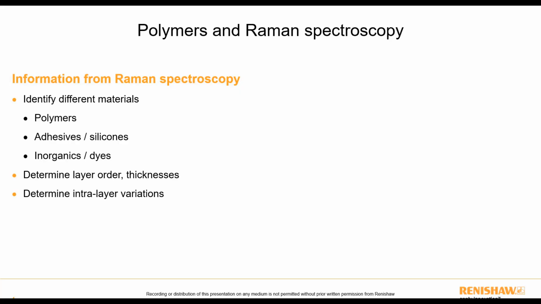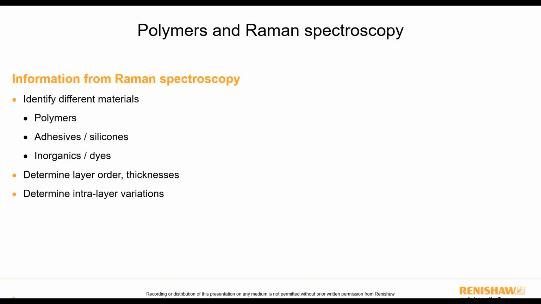So what information can we get from Raman spectroscopy that's relevant to polymers? Well, it all really starts with the ability to identify different materials chemically. So for Raman spectroscopy, we've got really high chemical specificity. That means it's very straightforward to look at different polymers, look at other organic materials such as adhesives or silicones, and be able to understand and identify that material. It can also be applied to inorganics and dyes. So really, most materials produce a Raman spectrum apart from some metals. So it's a very versatile technique.